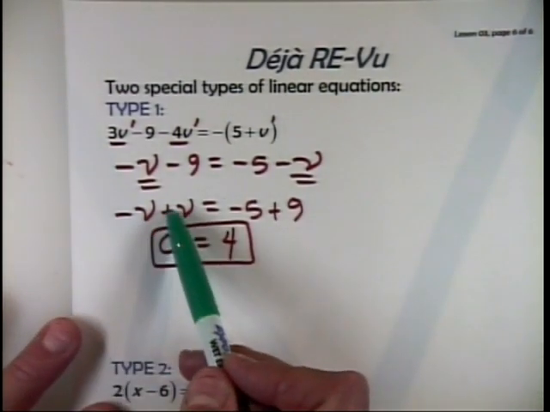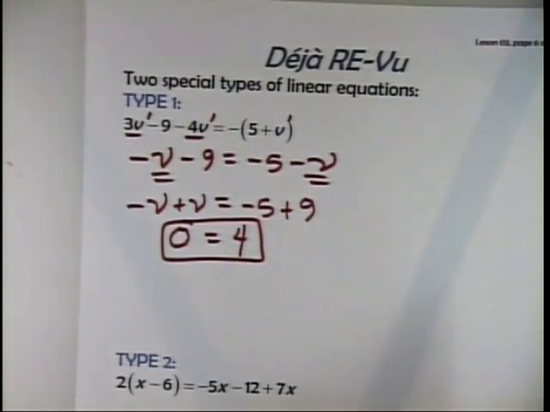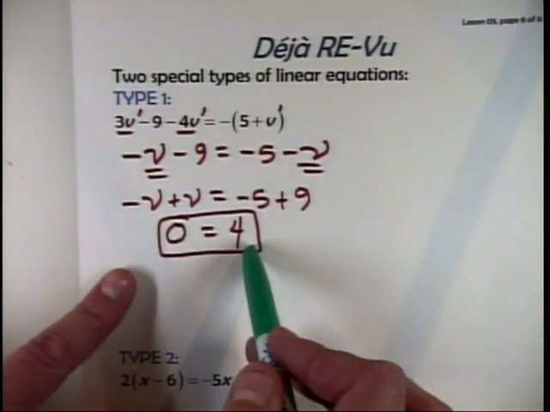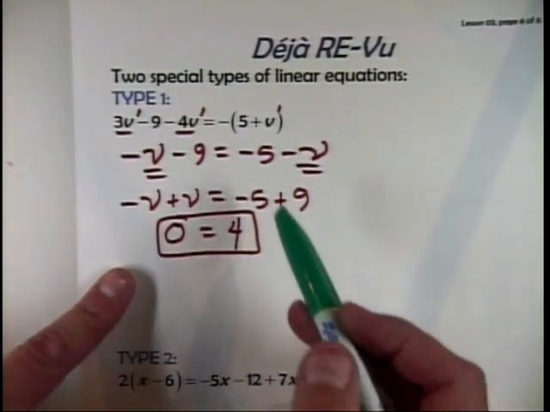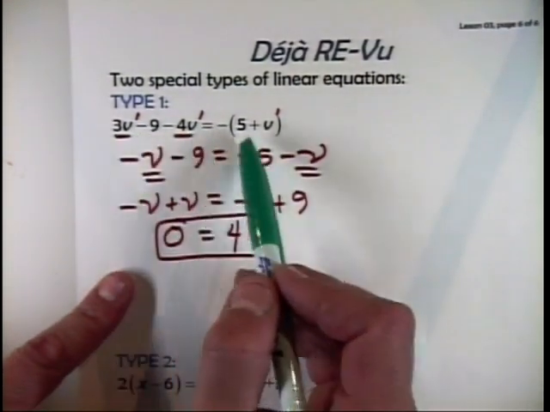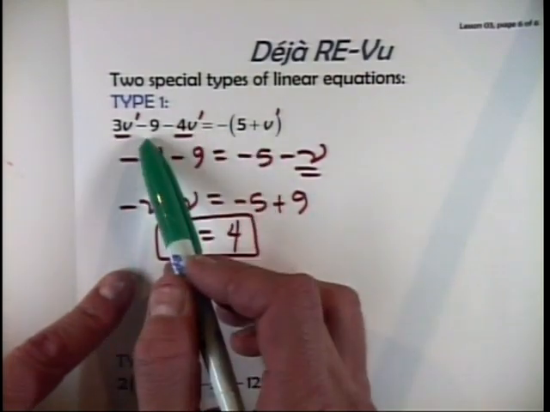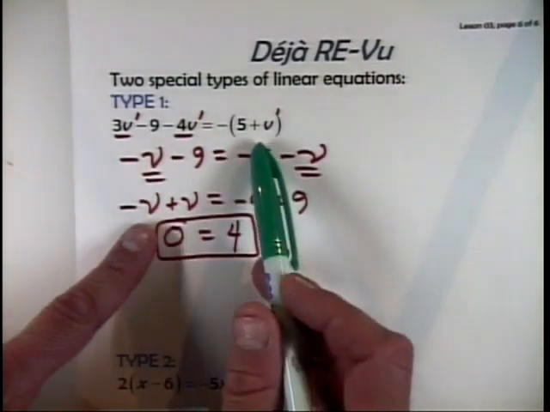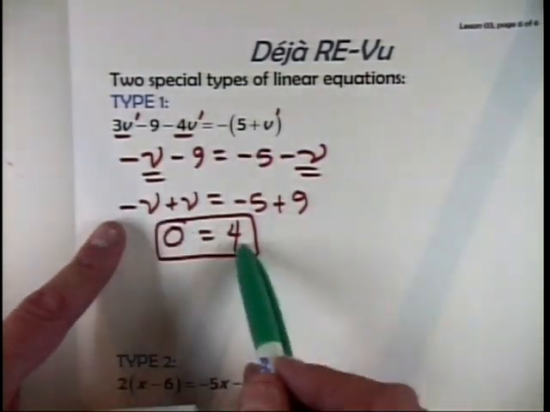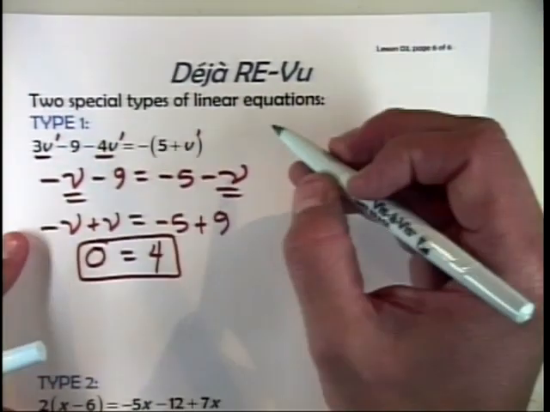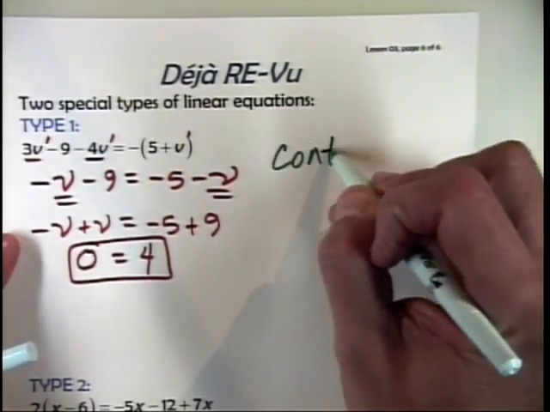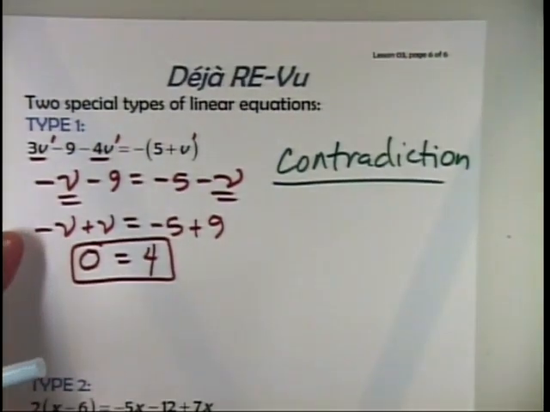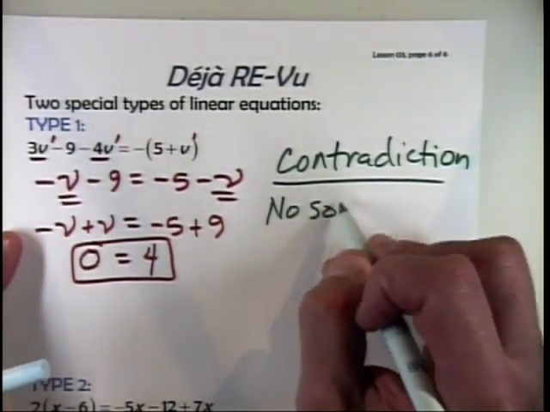Notice also that our variables mysteriously vanished from the equation. And we ended up with a clearly untrue statement. Now what that means is it doesn't matter what value of v you plug in to the original equation on both sides. It will always get to this point where whatever number you plugged in will cancel out and you'll get an untrue statement. We call this type of equation a contradiction. 0 does not equal 4. And contradictions have no solutions.